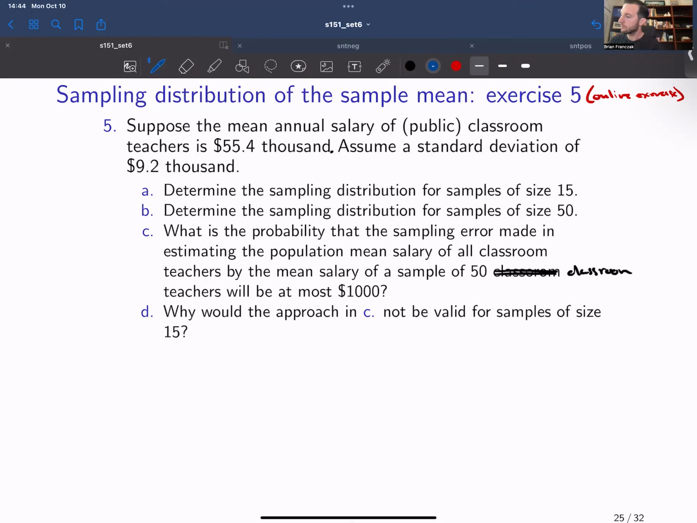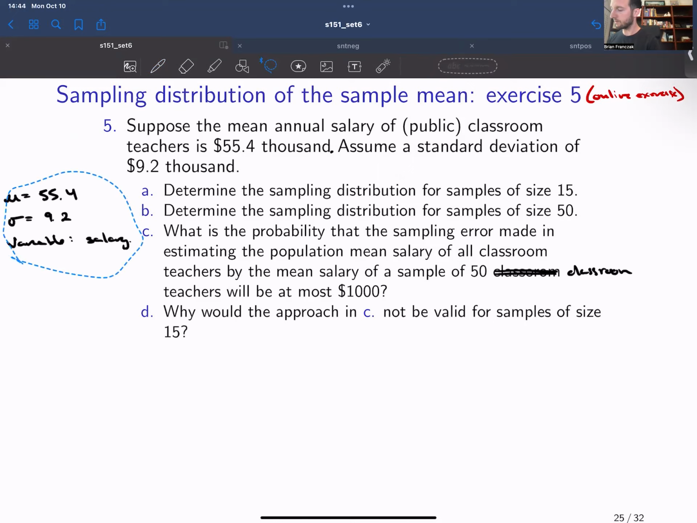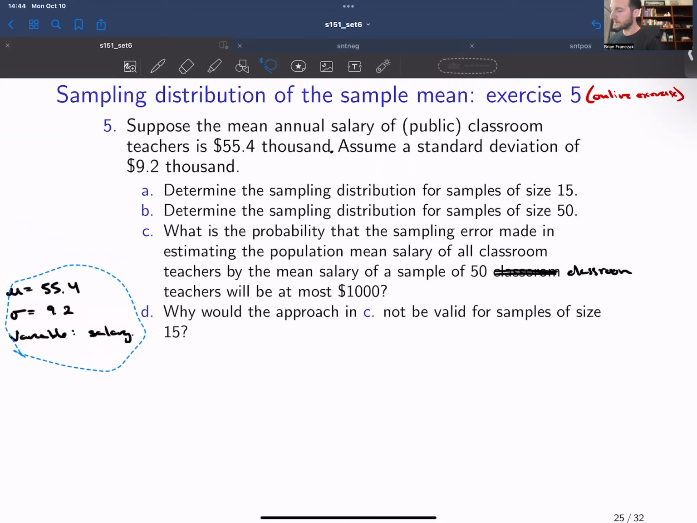Okay, so we can make a couple of notes. We can write mu equals 55.4. Sigma is 9.2. And the variable is salary. So just a few quick notes off to the side here. I'll move them down slightly, but I don't want to take up too much space of what we do know.